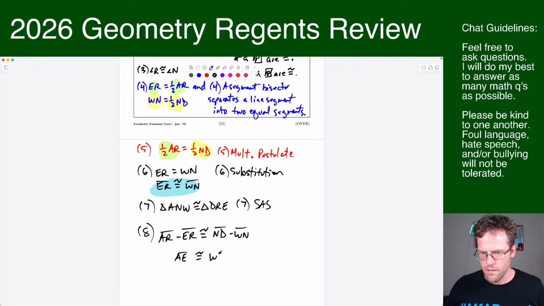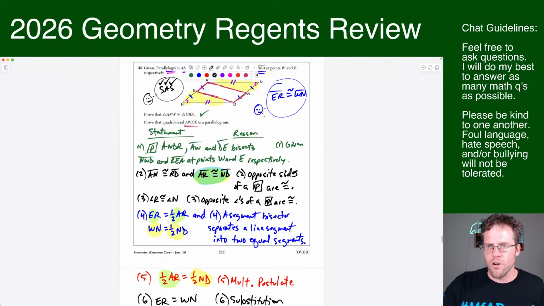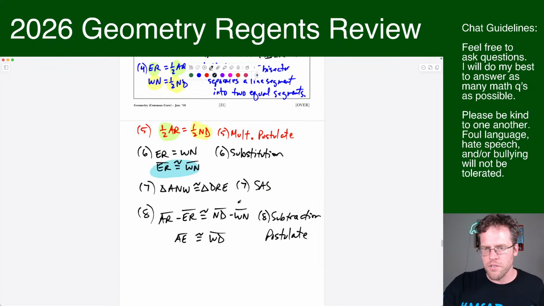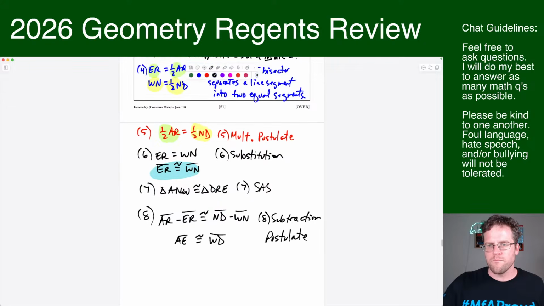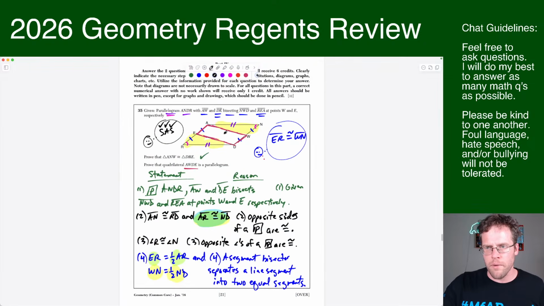So I could say these are congruent. And this is true by the subtraction postulate. When equal quantities are subtracted from equal quantities, the differences are equal or congruent. And what does that establish here? Well, AE is congruent to WD, has just told us we have one pair of opposite sides congruent. But now how do I know AW is congruent to ED?